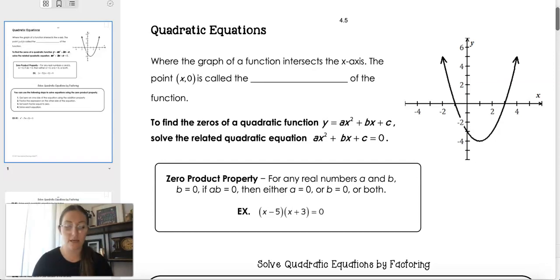All right, everybody, this is going to be our lesson for 4.5. We're going to be doing quadratic equations. All right, so let's go ahead and get started.